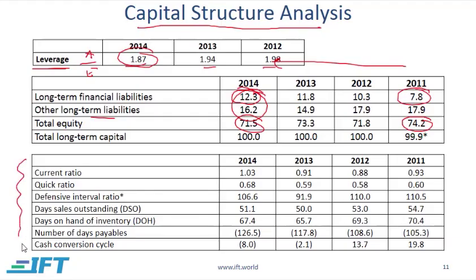Then the financial analyst also looks at the current ratio, the quick ratio, defensive interval ratio. So all these are ratios that you've studied at level 1, and by and large there is not really much reason for concern over here.